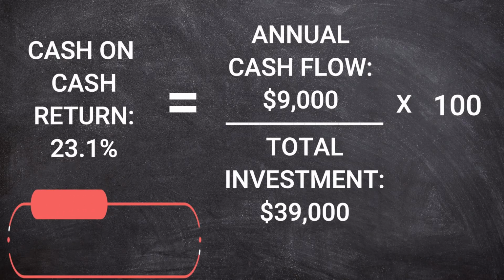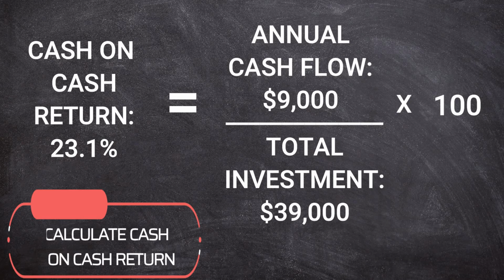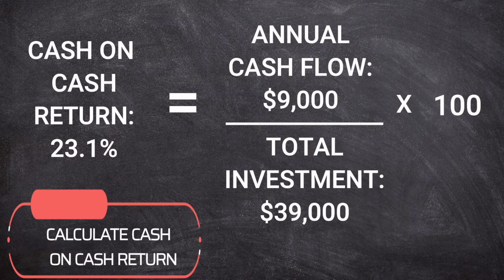Step 4. Calculate cash on cash return. We take our annual cash flow of $9,000 and divide it by our total investment of $39,000. The result of that, we times by 100 to transform that number into a percent. So our cash on cash return for this investment is 23%.